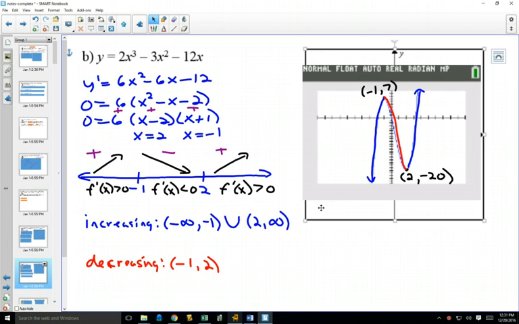Anytime you want to label points on your original graph, we have to plug in the x values into our original equation. Sometimes people think, oh, when do I plug in values into my derivative? And when do I plug in values into my original equation? When you want to find actual points on your graph, you'll plug in values into your original equation. When you want to find out where something is increasing or decreasing, that's when you plug in values into your derivative.